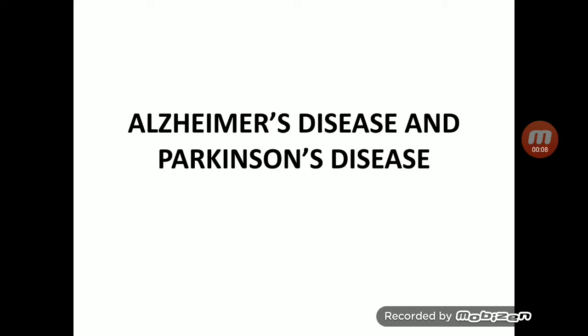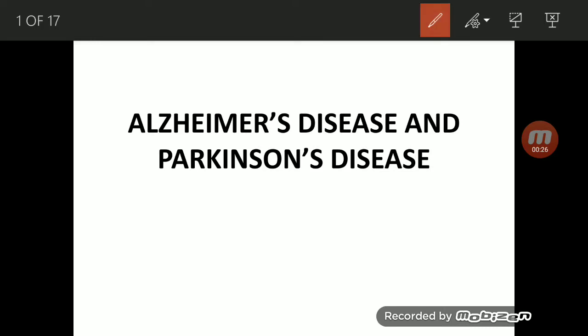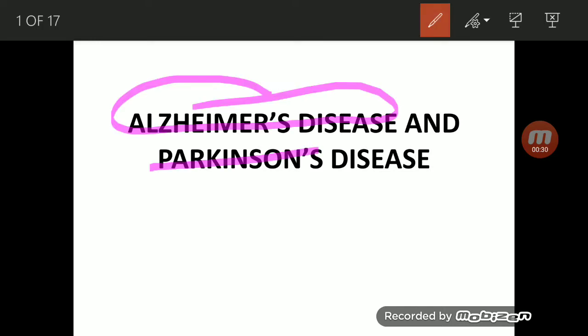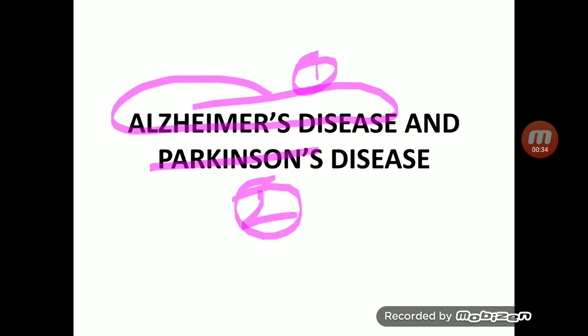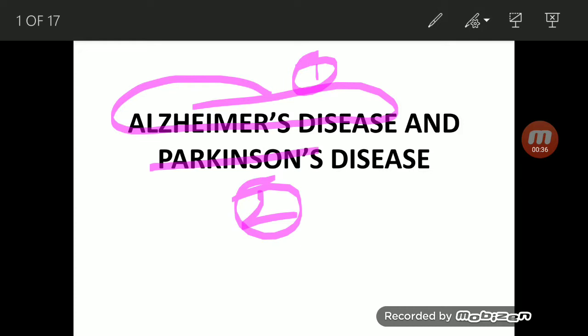Both Alzheimer's and Parkinson's disease are neurodegenerative diseases. Neurodegenerative means there is going to be degeneration or destruction of the neurons taking place. The most common neurodegenerative disease that is prevalent throughout the world is Alzheimer's disease, followed by Parkinson's. So number one is Alzheimer's, second is Parkinson's. Let us start with Alzheimer's.